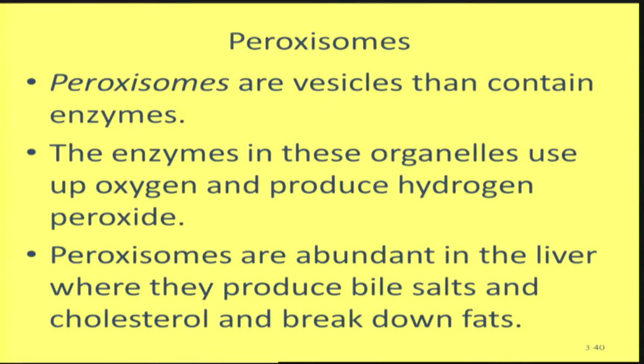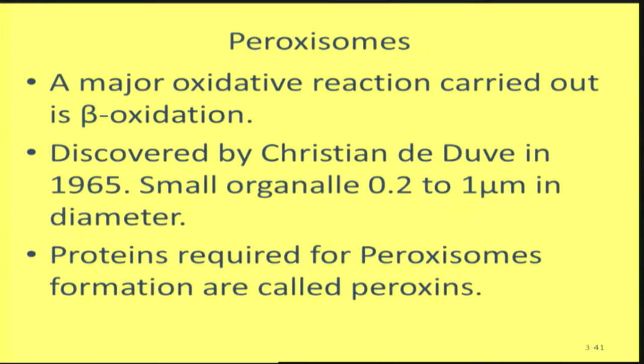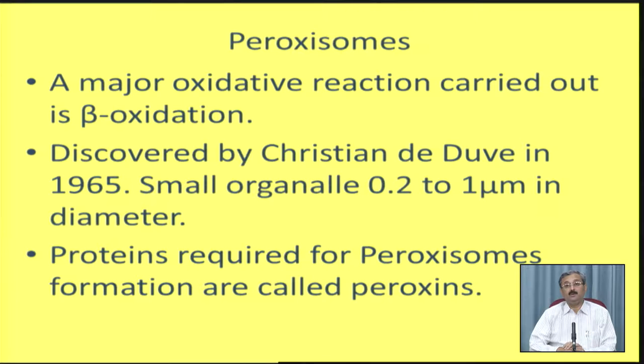The liver is an organ where you see a large amount of peroxisomes, where bile salts are produced, cholesterol is there, and at the same time the breakdown of the fats also occurs. It is a major oxidative reaction center for the oxidation of fatty acids, and that too by the beta oxidation pathway. That is, by beta oxidation, the breakdown of the fatty acids occurs in the peroxisomes.